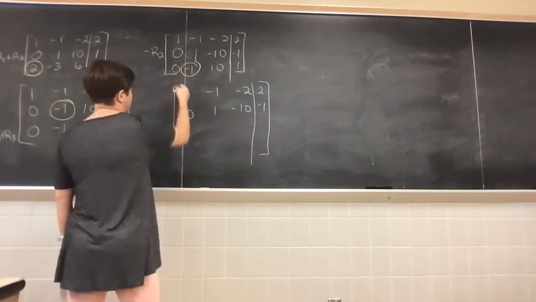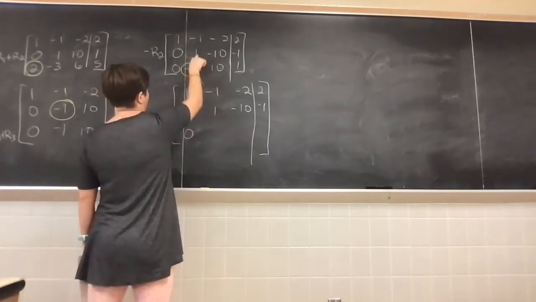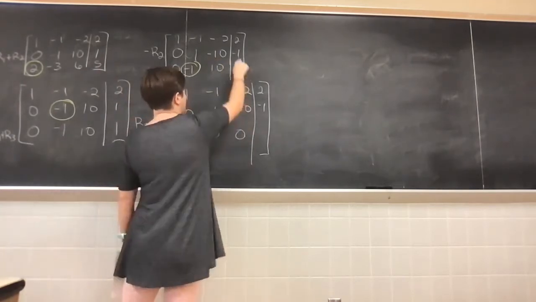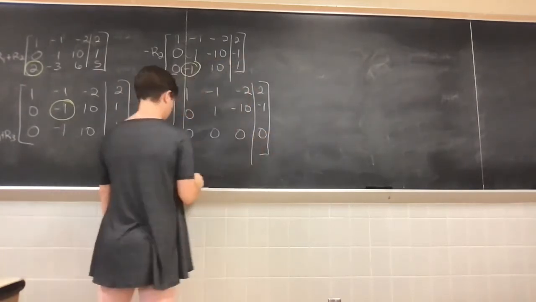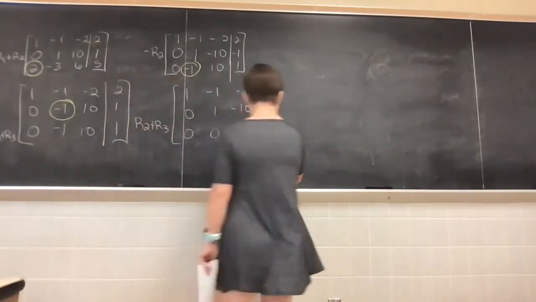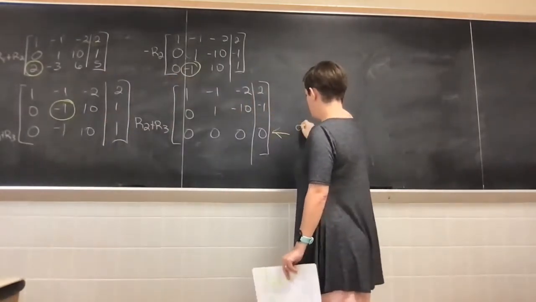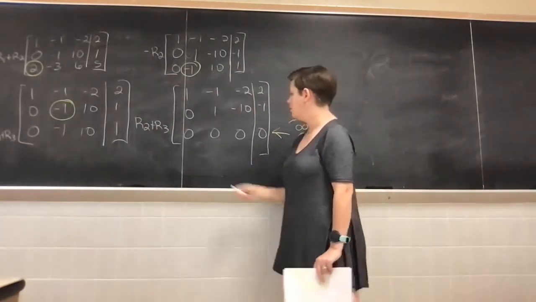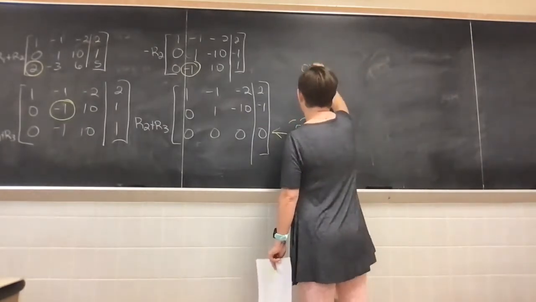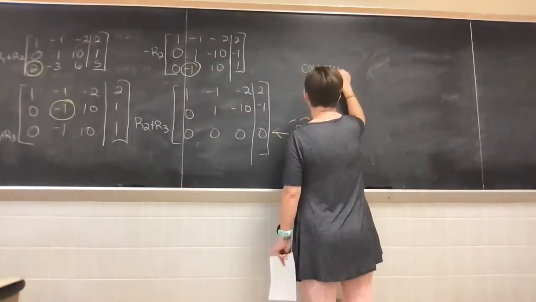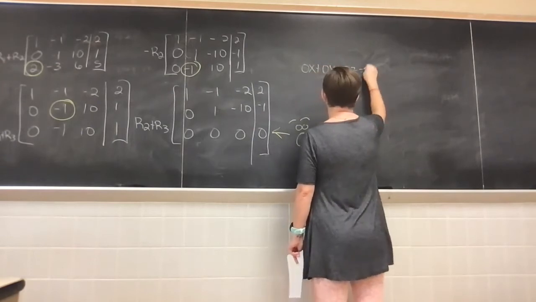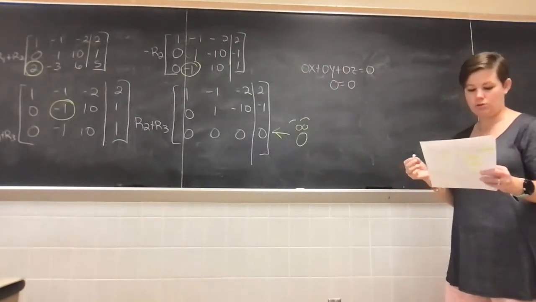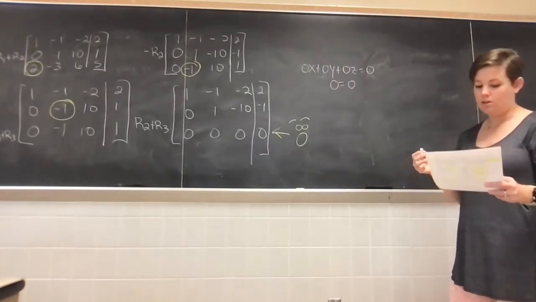So add R2 and R3, so that gives me 0. 1 plus a negative 1 gives me 0. Negative 10 plus 10 gives me 0. Negative 1 plus 1 gives me 0. And again, in my notes, I address this with a big what? What just happened? Well, it says 0x plus 0y plus 0z equals 0. So 0 equals 0. Is that true? Yeah, that's always true.